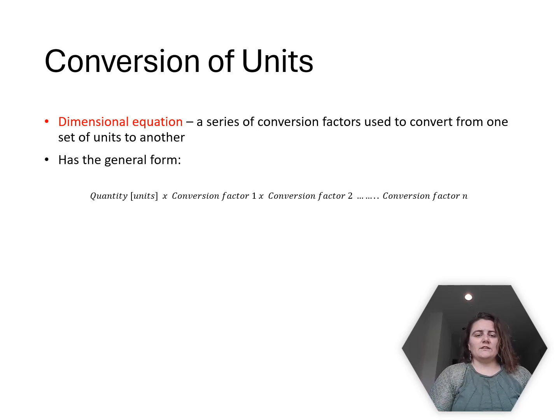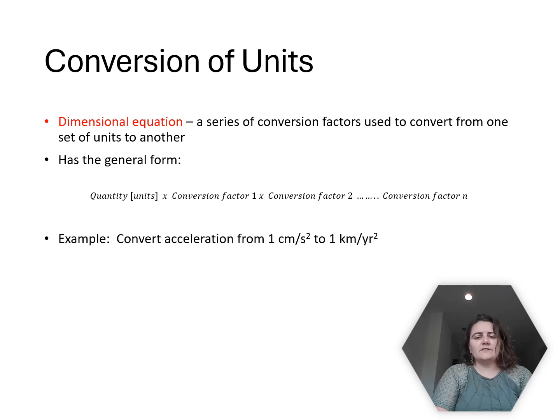A dimensional equation is going to have a general form. We're going to take a quantity in a specific set of units, and multiply it by one conversion factor, and then maybe we need another one, and then another one, as many as we need. That's the dimensional equation, starting with the initial quantity and then multiplying it by a series of conversion factors. So let's do an example.